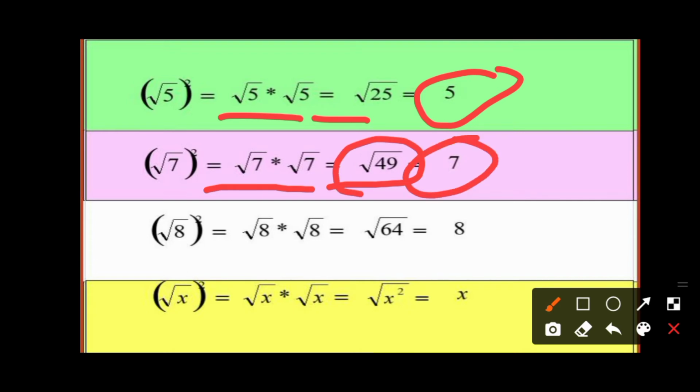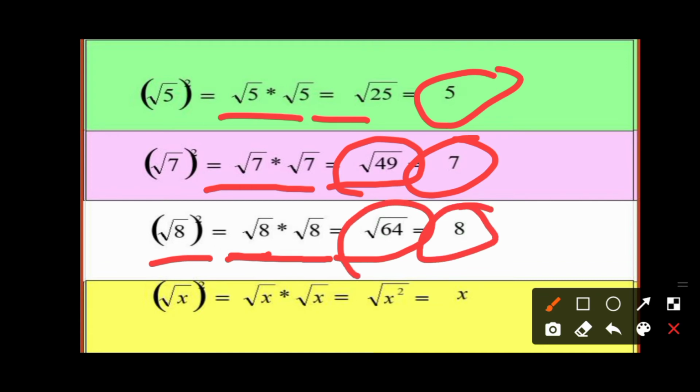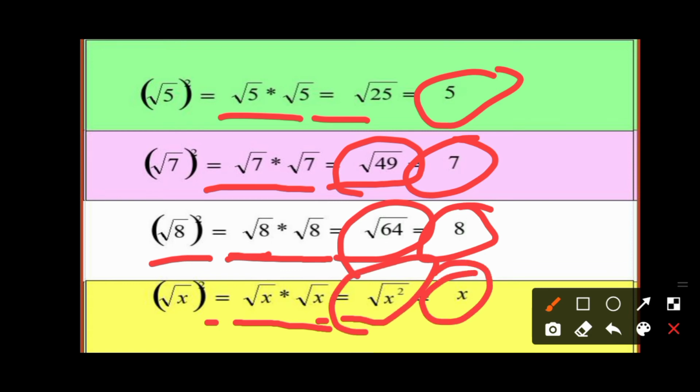So quantity square root of 8 squared equals square root of 8 times square root of 8 equals square root of 64. The square root of 64 is 8. So we have square root of x squared equals square root of x times square root of x equals square root of x squared. The square root of x squared is x.